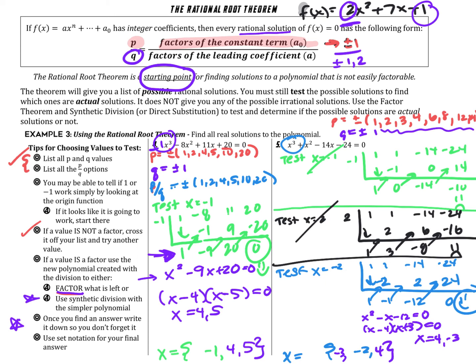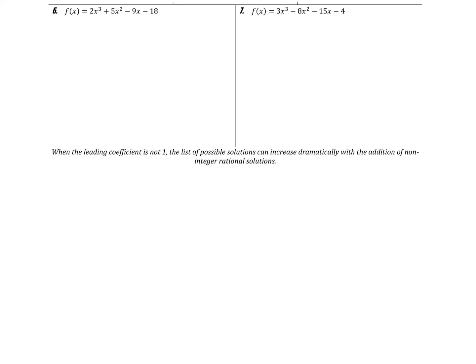Okay, we're going to do 2 more problems together, and then that's it. Okay, here we go. I'm going to encourage you to pause the video and list your P's and Q's. Not your P's over Q's, just your P's and your Q's. Okay, so P is 18 or -18. So factors of 18: 1, 2, 3, 6, 9, 18. Q is ±2, which means we have the factors 1 and 2.